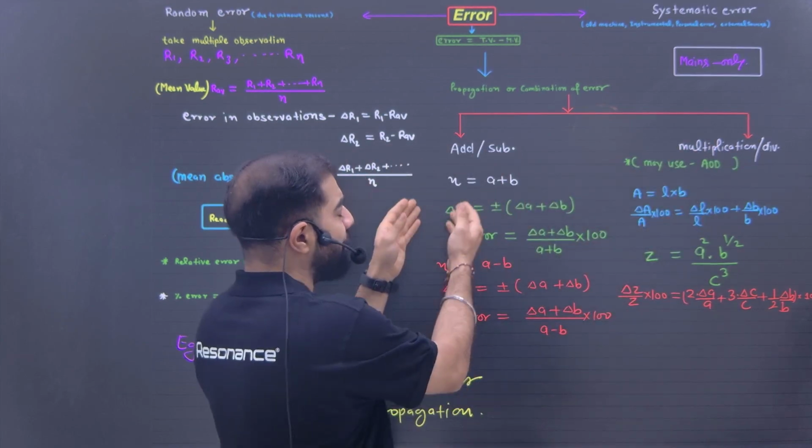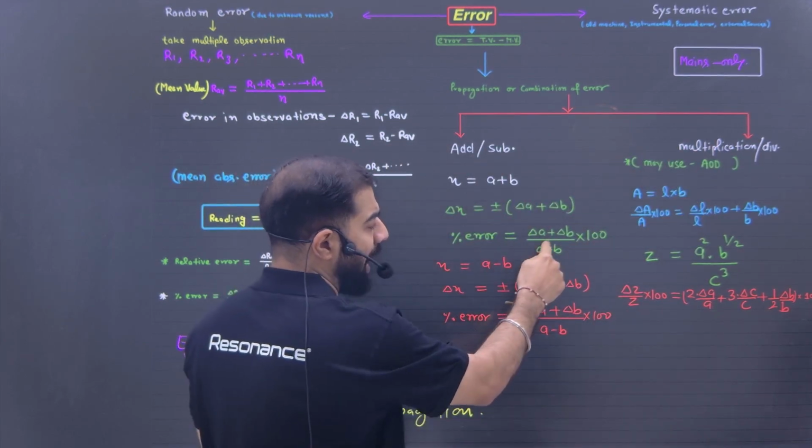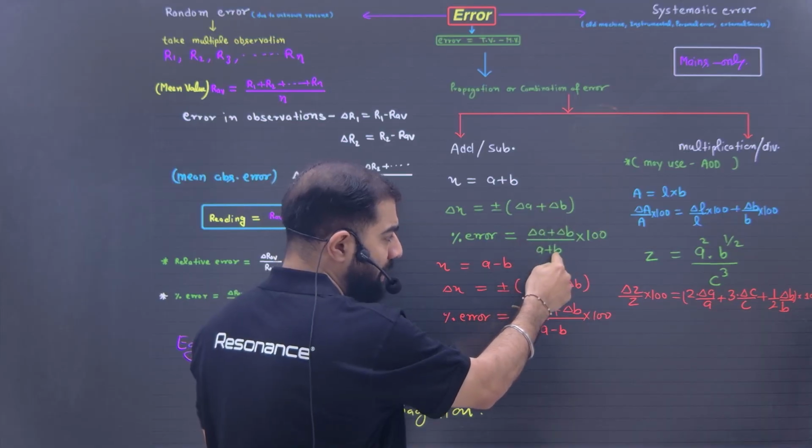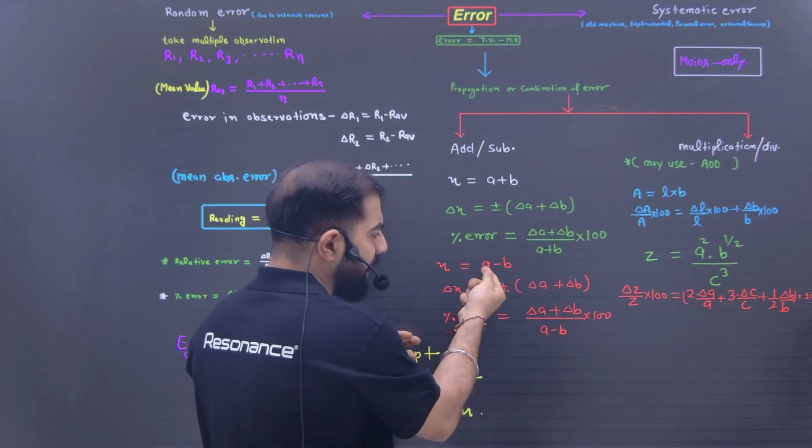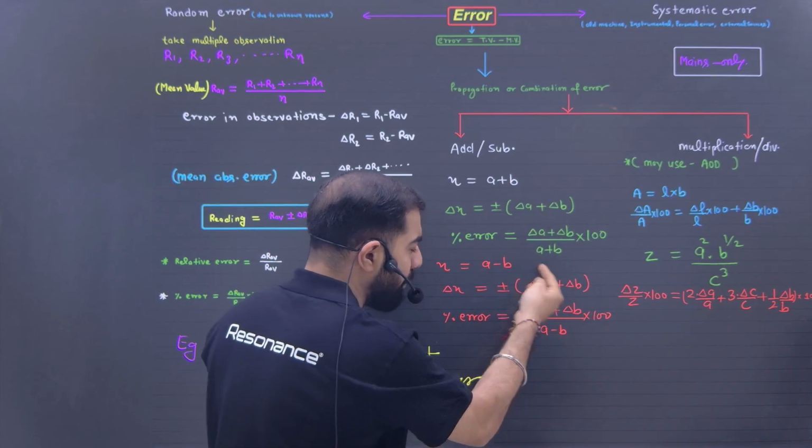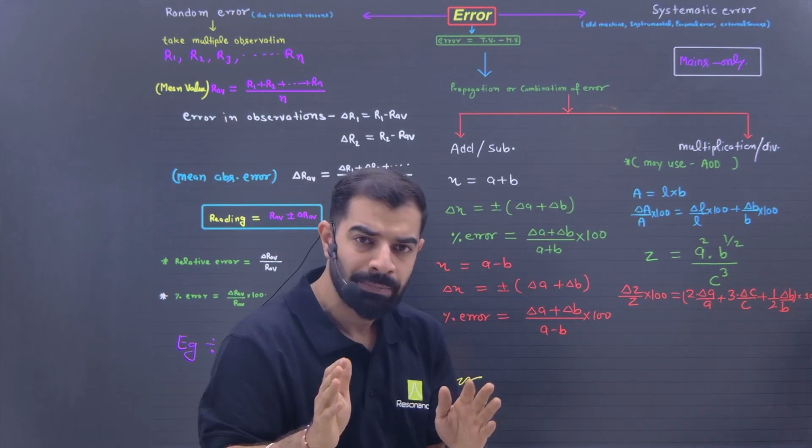Now, whenever an addition or subtraction function is given, we'll find it like this: absolute mean error by the mean value into 100 is the percentage error. In a subtraction one, we'll be having a minus b only, remaining will be the same. This is for maximum error, guys.